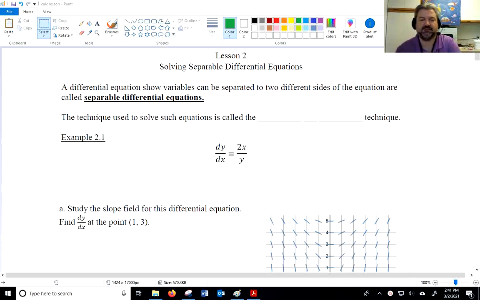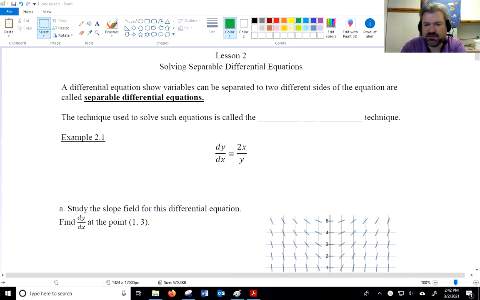Hey, welcome back. This is lesson 2 in unit 9 of AP Calculus AB. We are in a unit about solving differential equations. In the first lesson, we looked at a graphical way of solving them by drawing slope fields. In today's lesson, I hope to continue to connect back to slope fields because they're so important, while we look at some techniques we can use to actually solve a differential equation.